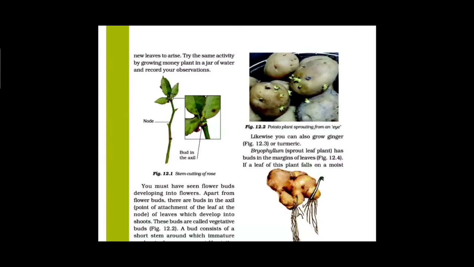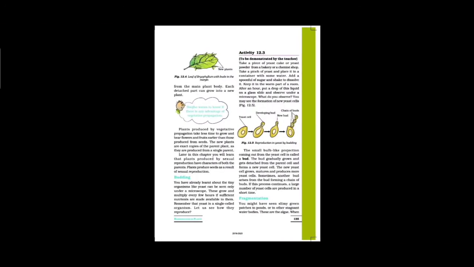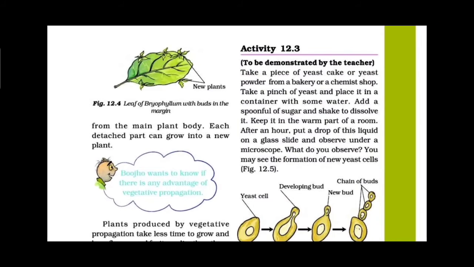Then about the leaf. Bryophyllum has buds in the margin of its leaves. If the leaf of this plant falls on moist soil, each bud can give rise to a new plant. See the leaf. It is a Bryophyllum leaf.